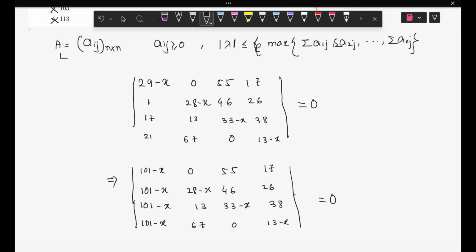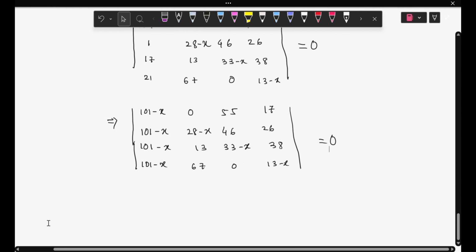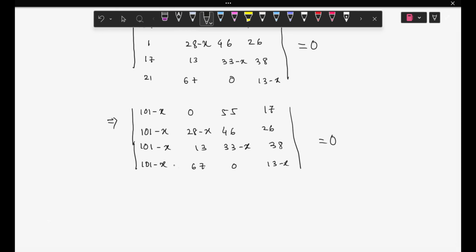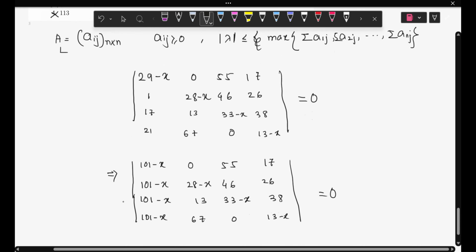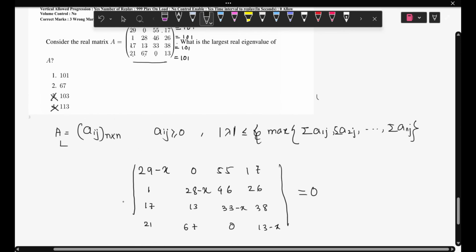So if you take 101 minus x common from the first column, in that case you can say 101 is an eigenvalue of this matrix. So इस matrix का तो 101 एक eigenvalue होगा, and that is the maximum eigenvalue of this matrix. So option 1 is the correct option. Now let's move on to the next question.